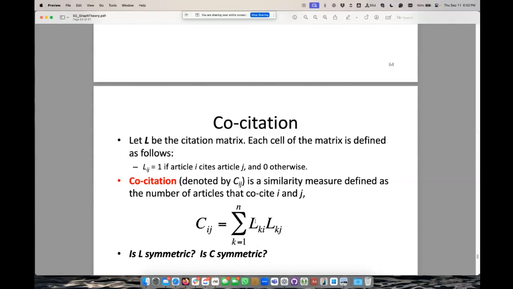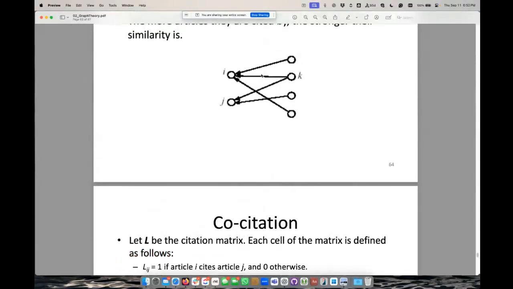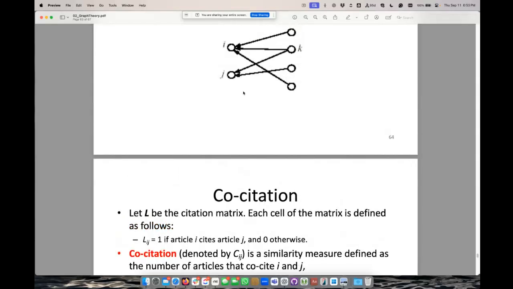So we add up the product of Lki and Lkj. Again, if you understand this, then it'll be easier to follow. So I'll try to break this apart and then we'll go through each term so that we'll understand this formula. So Cij is basically nothing but how similar two papers I and J are, depending on how many articles K cite both of them, right? And to do that, we need to know whether there is an edge between K and I, and if there is an edge between K and J.